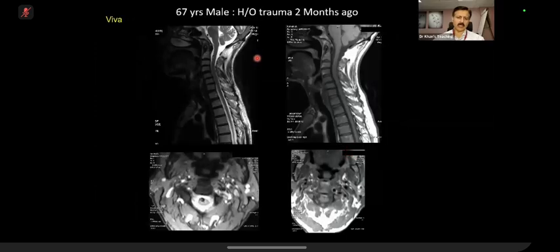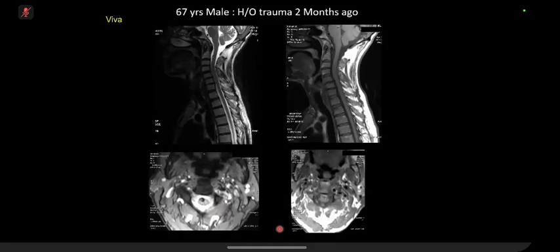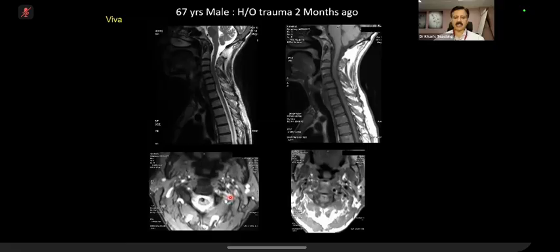Okay, what do you think with this kind of history, with the history of trauma 2 months ago, what is happening in the cord here? This is just for completion's sake. So there's an extramedullary lesion that is on... it is intramedullary. It is sitting on the surface, but it is intramedullary. Okay, so an intramedullary lesion, on the sagittal.